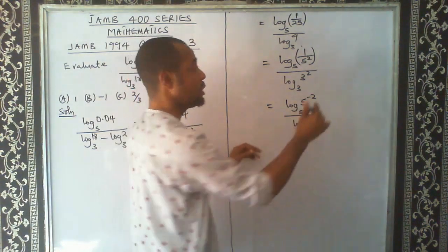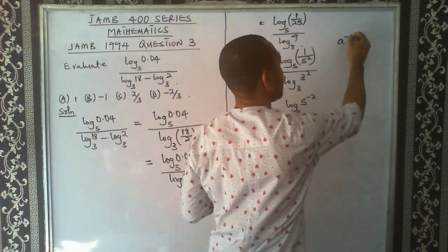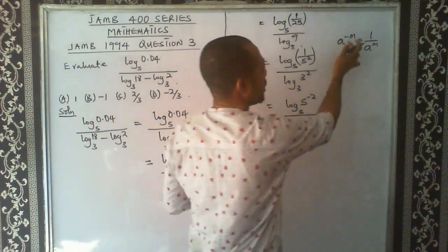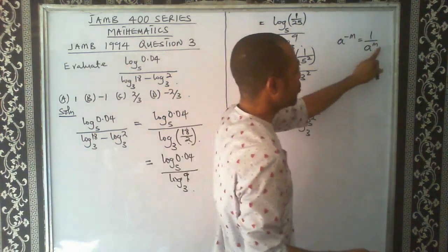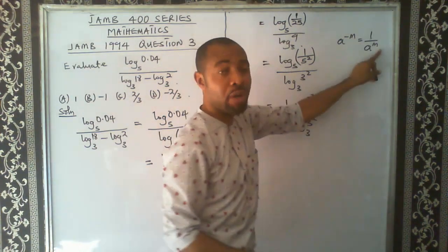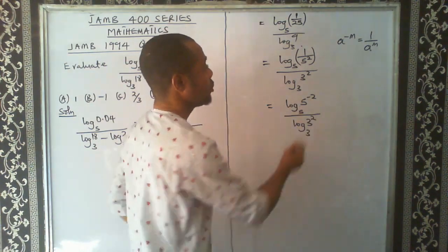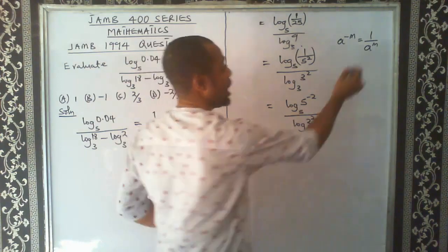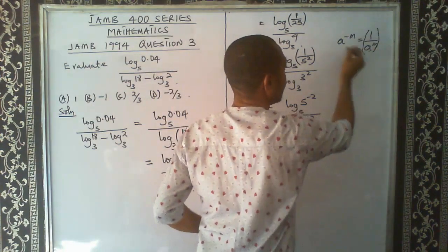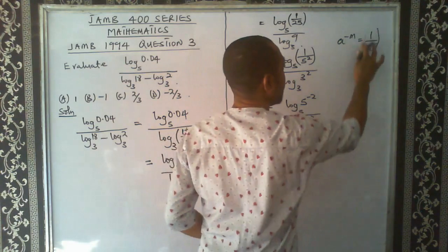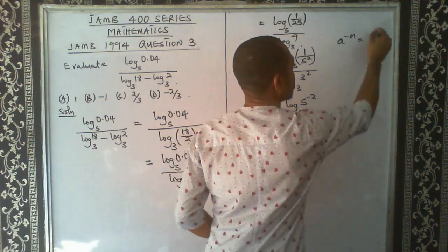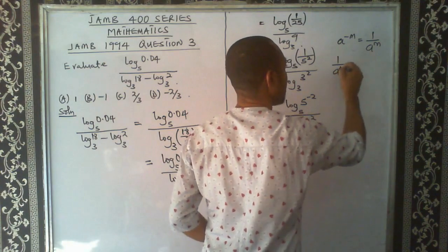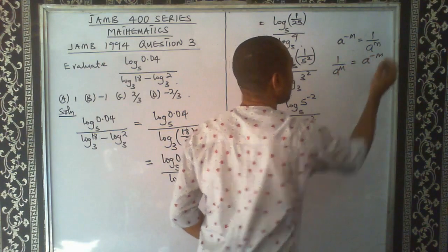You remember the law of indices, that a raised to the power minus m is 1 over a raised to the power m. That's what we have. So a raised to the power minus m is 1 over a raised to the power what? m. So if I have this, I can write it in this form. If a raised to the power minus m is 1 over a raised to the power m, that means 1 over a raised to the power m is the same thing as a raised to the power minus m.